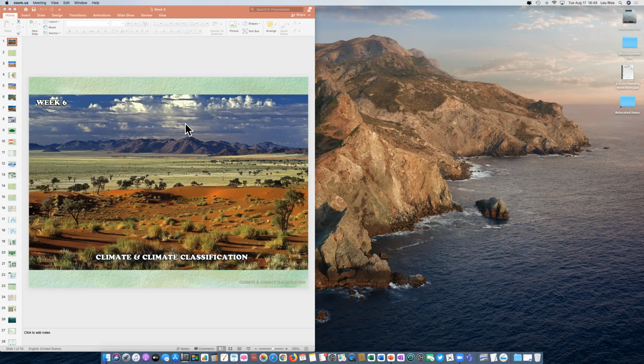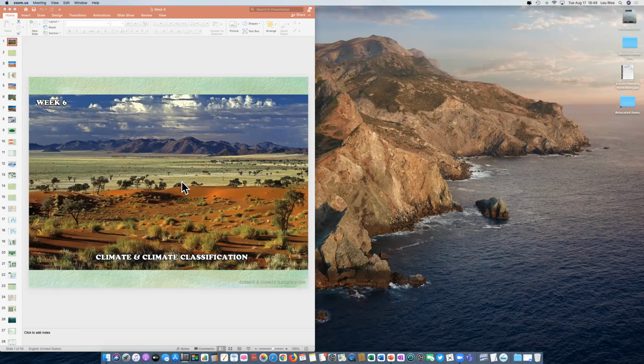This week we move on to a small block of climate and climate classification, and climate change next week. This week's pretty straightforward, but it's important. So understanding really what climate is, how climate is classified, and how climate can go from one type to another in a relatively short area or elevation.